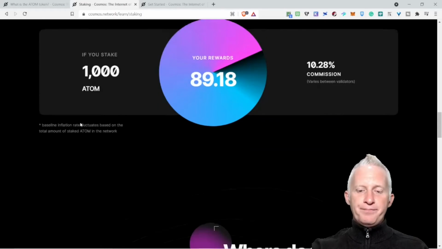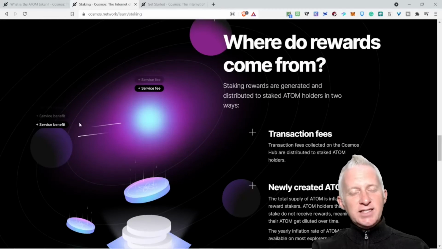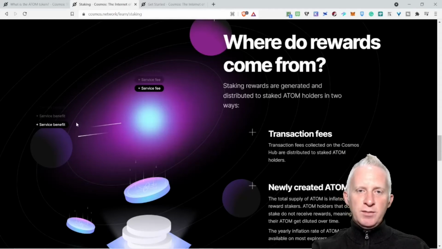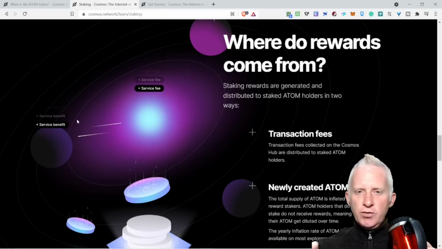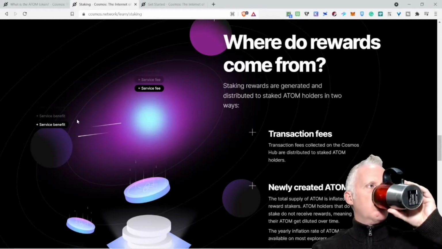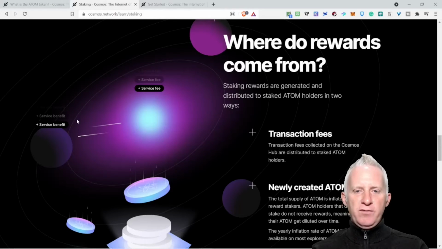increase over time. So where do rewards come from? And this is really important to understand, where the money comes from. So I'm going to just take some coffee and I'm going to read that part, and you're going to learn at the same time with me. So where do rewards come from?